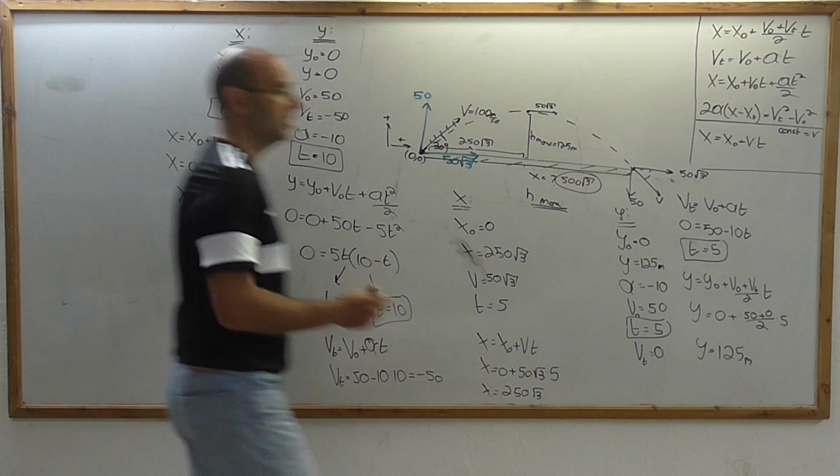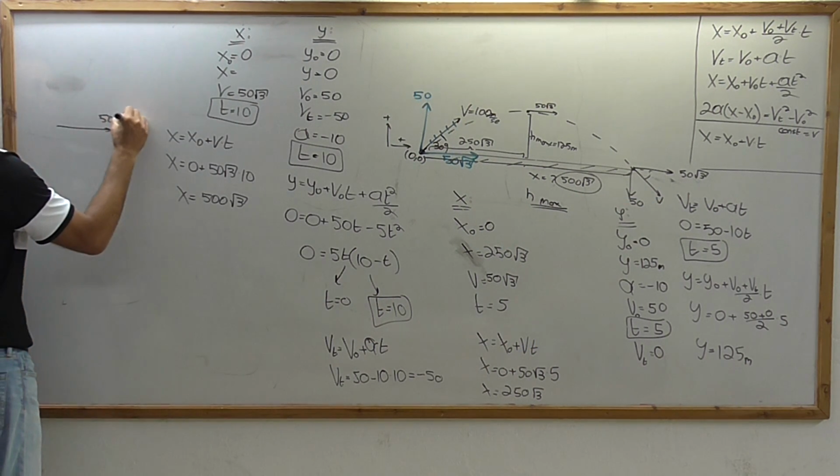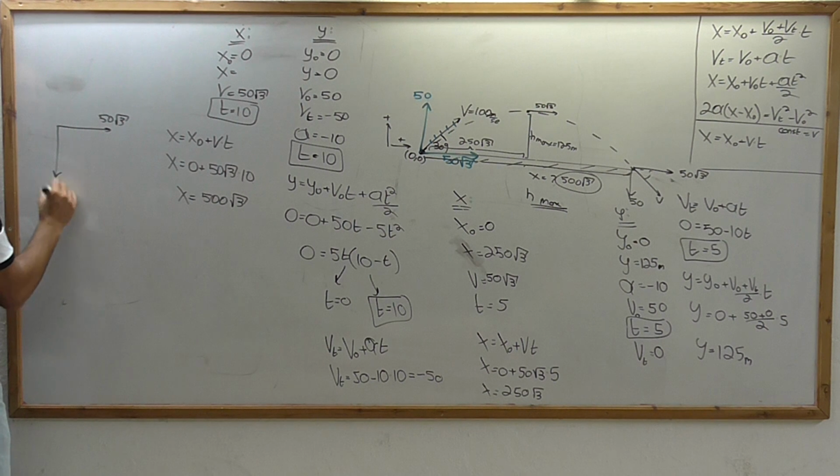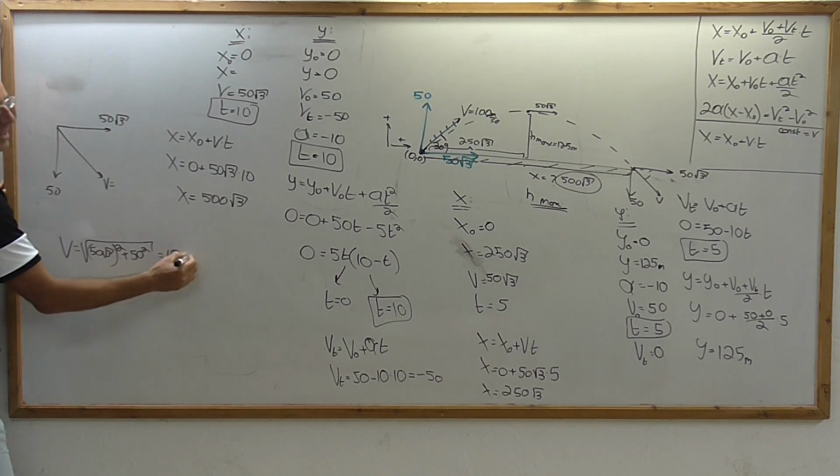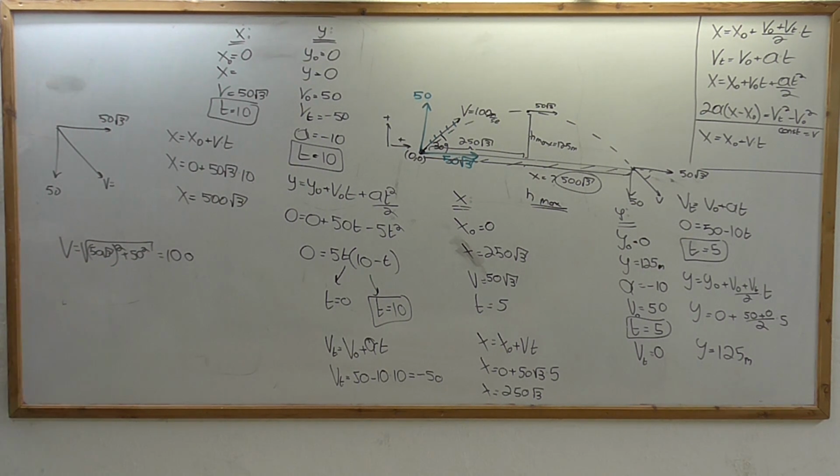So if we want to find the v, I have 50 square root of 3 and 50 here, and this is the resultant velocity. So the resultant velocity will be the square root of 50 square root of 3 squared plus 50 squared. It should be 100. You can check it. I'll check it for you. Okay, the square root is exactly 100.